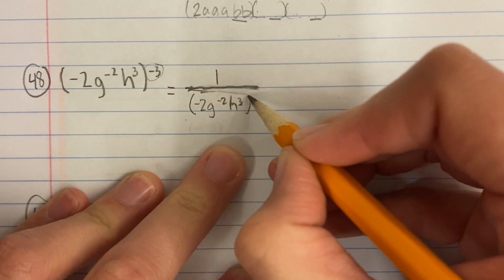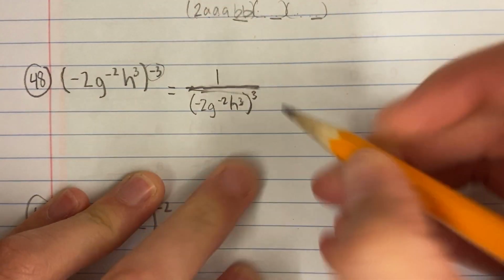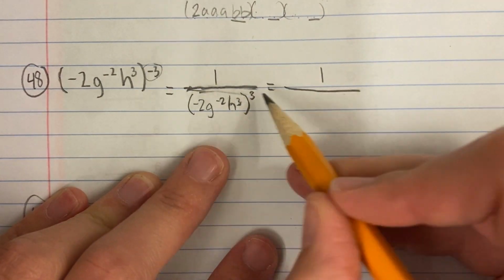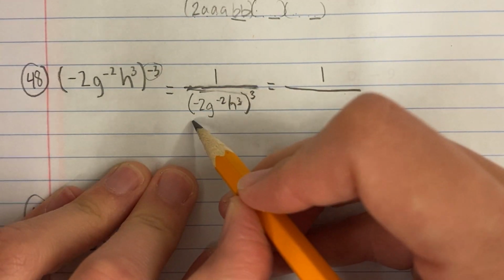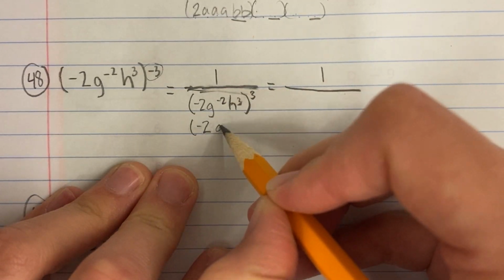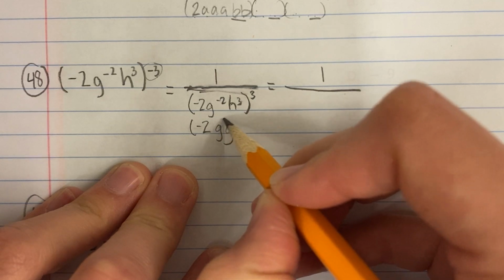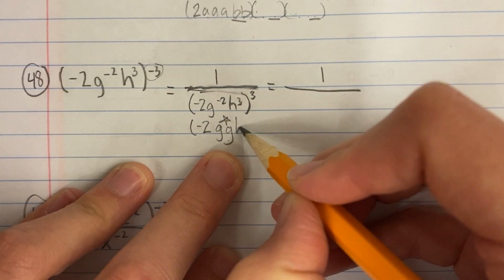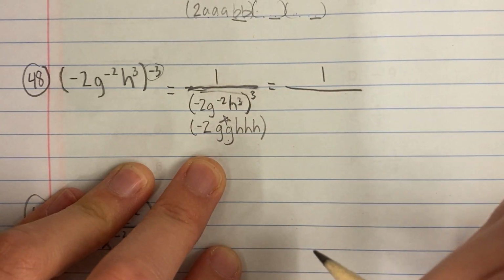And look, I'm going to make this 3 positive. Now it's on the bottom of a fraction. Okay, so now let's expand this out. So look, this is negative 2. Now look, I'm going to write 2 g's. I'm going to just hold in my head that these are negative, right? But for right now, I'm just going to kind of pretend they're positive.